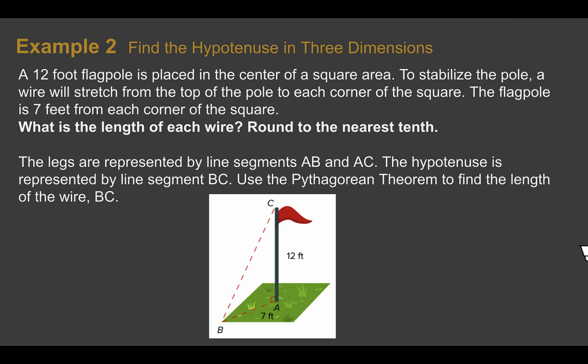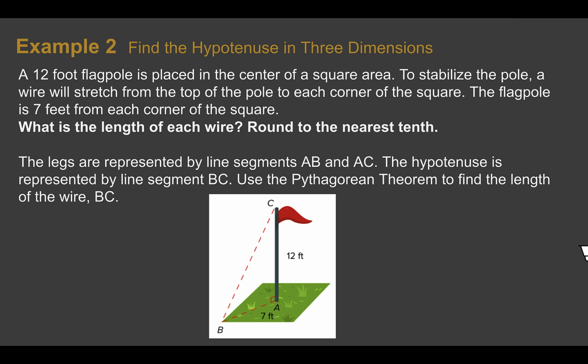Example 2. Find the hypotenuse in 3 dimensions. A 12-foot flagpole is placed in the center of a square area. To stabilize the pole, a wire will stretch from the top of the pole to each corner of the square. The flagpole is 7 feet from each corner of the square. What is the length of each wire? Round to the nearest tenth.